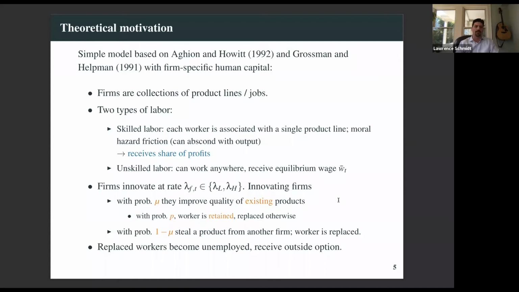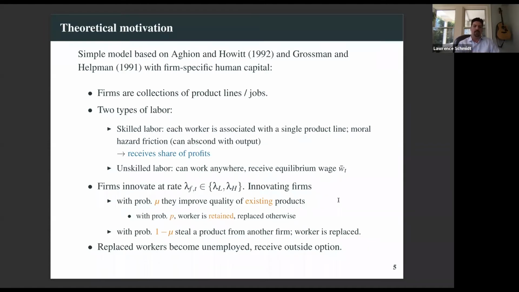So we're thinking about firms as collections of product lines or jobs, if you'd like. And there's two types of labor. There's skilled labor and there's unskilled labor. And the skilled labor is basically going to have a moral hazard friction, which means that they receive some share of the profits. Now, innovation is going to be basically the arrival rate of new product lines. And this can either be high or low. And for simplicity, we're going to have two firms competing with one another. So my firm can be innovating rapidly, or my competitors can be innovating rapidly.